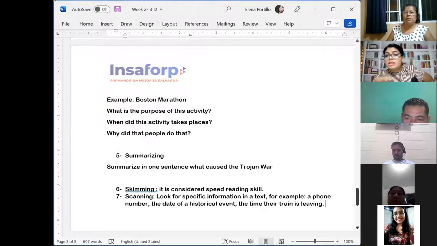In this case, it's not like reading for understanding. This is reading for finding.